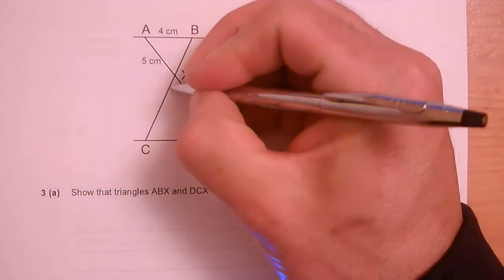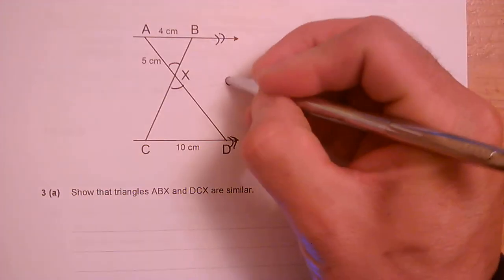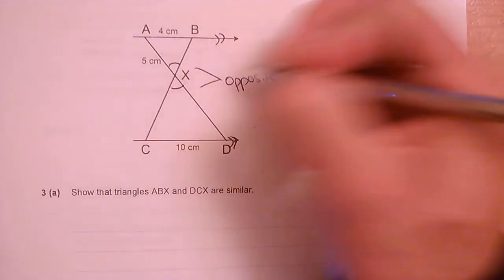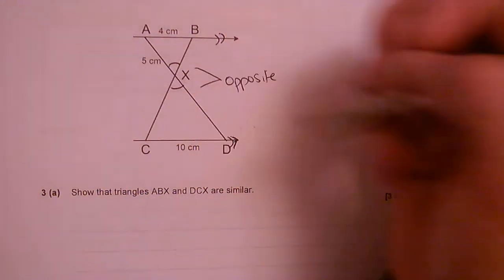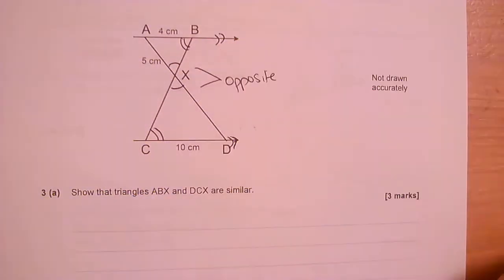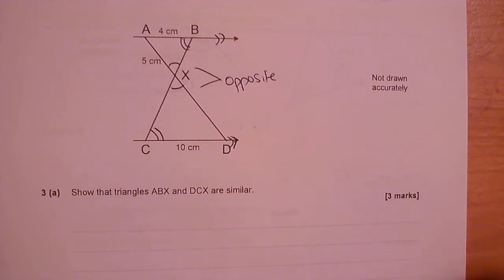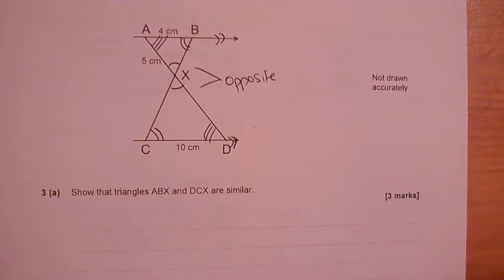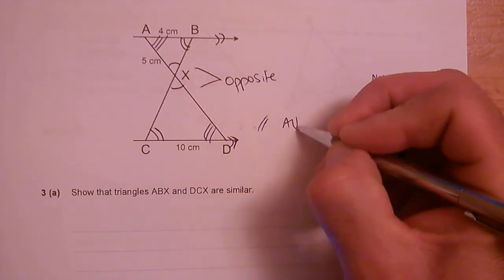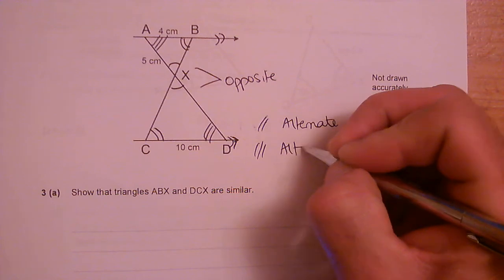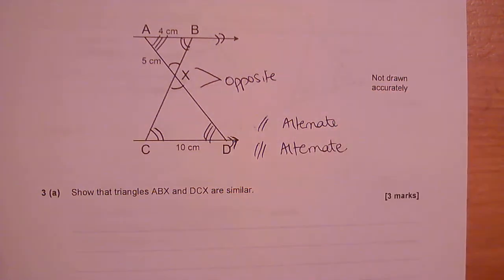So the first thing I know is that these two are the same because they are opposite angles. So these two are opposite angles. I can then use the rules that are on our formula sheet to know that these two are the same because they're alternate angles, and I know that these two are the same because they're alternate angles. So I'm going to label that on the side. Happy for you to do it on the picture. That demonstrates exactly what's going on to the examiner.